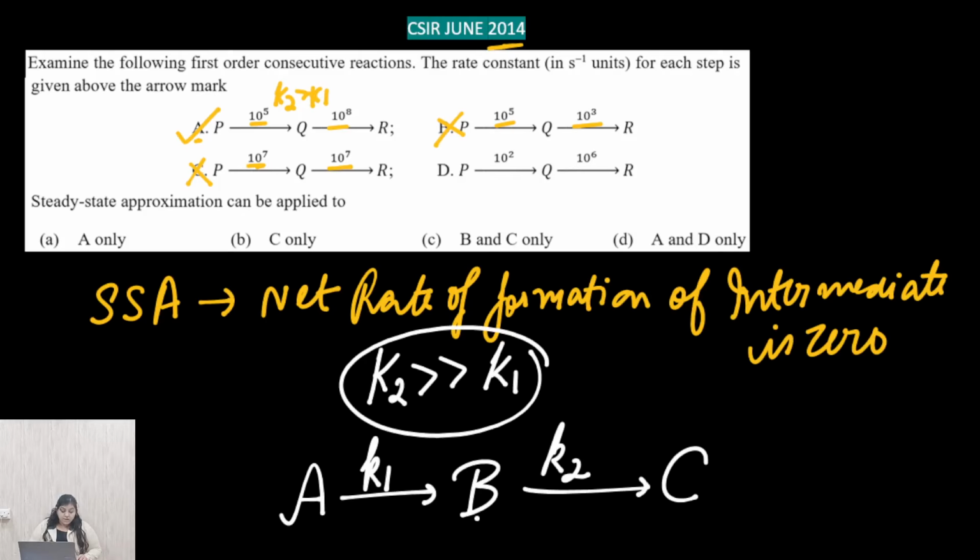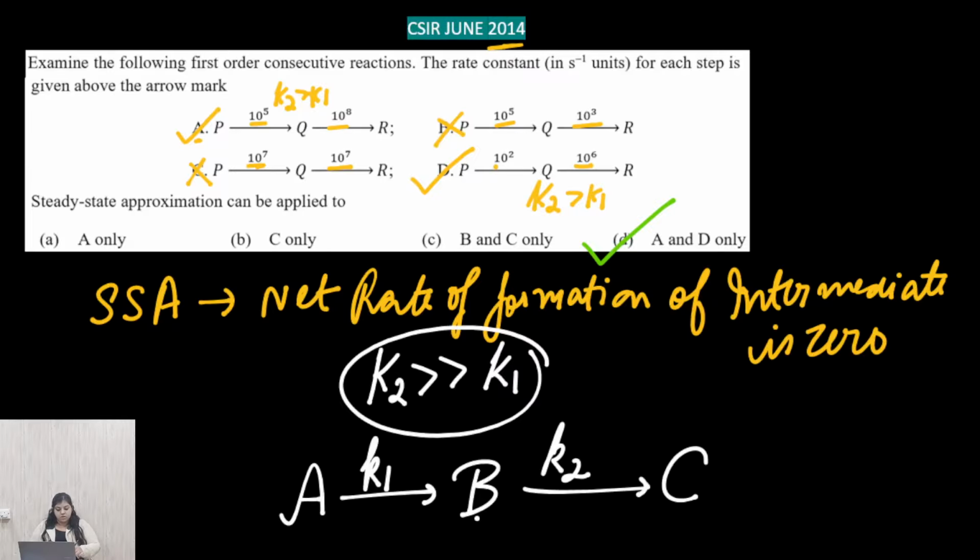Option D, K1 is 10 raised to the power of 2 and K2 is 10 raised to the power of 6. Again, K2 is greater than K1, so SSA can be applied over here. So in A and D, SSA we can apply. So that means option D will become the correct answer.